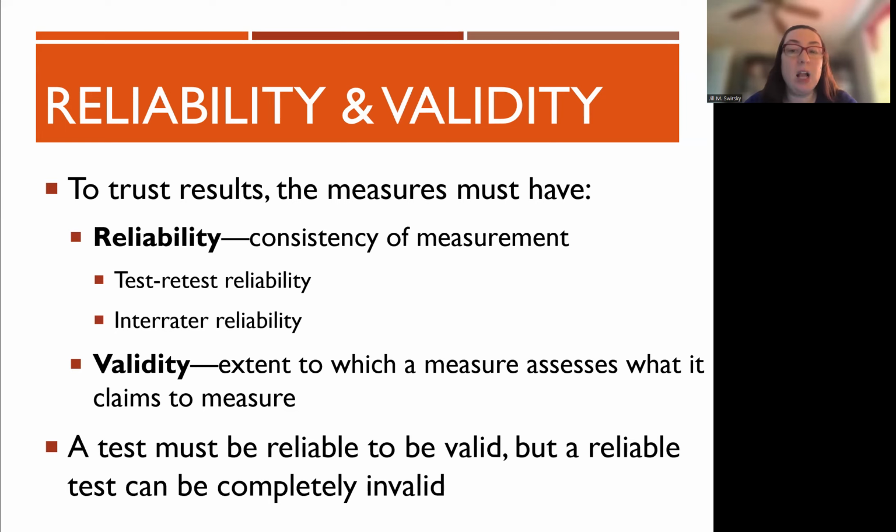But if I step on the scale over and over and over again, and it keeps saying 500 pounds, here we have a scenario of high reliability. That scale is consistent, but it's consistently low in validity. It's consistently wrong. So a test can be both reliable and invalid, right? That test is reliable over and over and over again. I'm getting the measure of 500, but it's invalid.